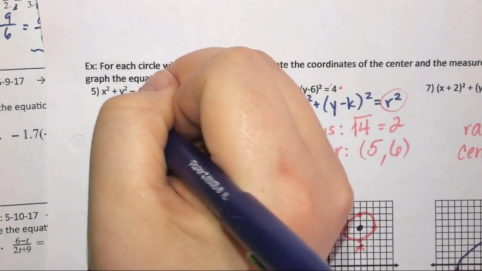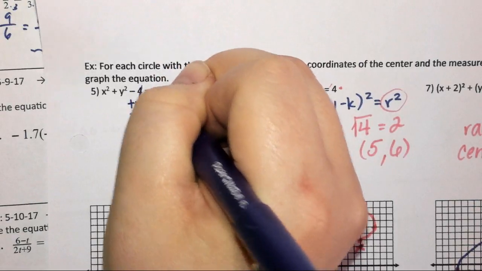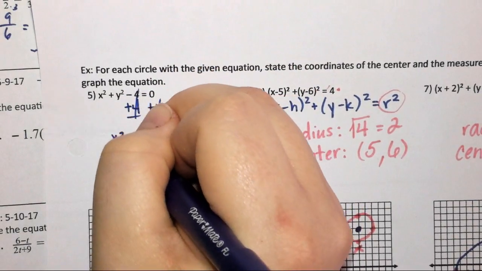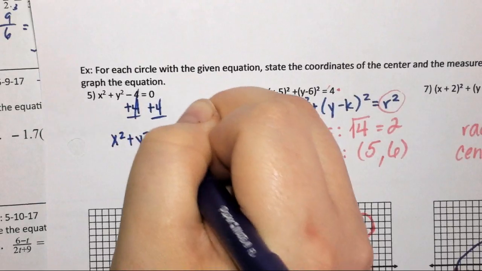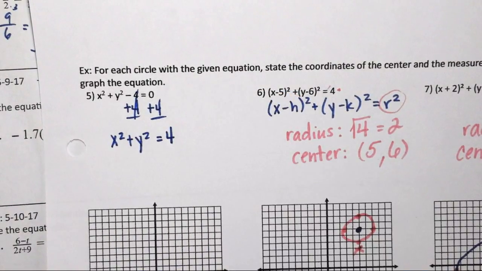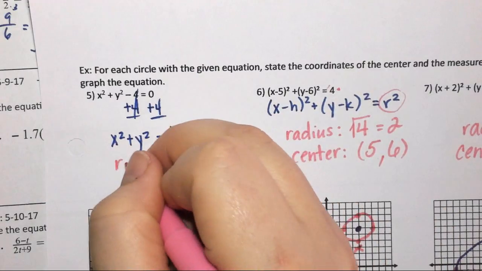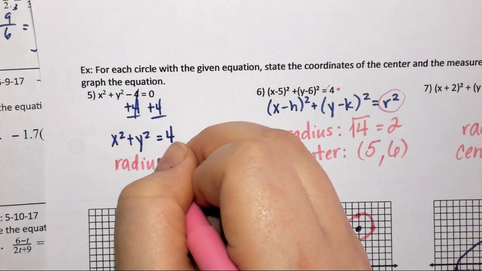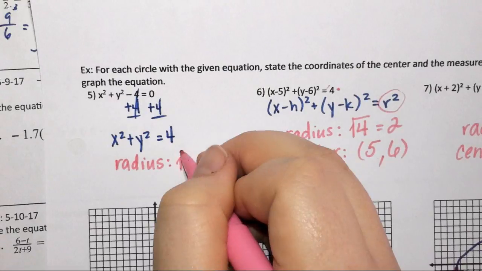If we add that 4 to both sides, we would have x squared plus y squared equals 4. Now that's looking more like what we wanted. I at least know that radius. What is the radius of this circle? Square root of 4, which is 2.